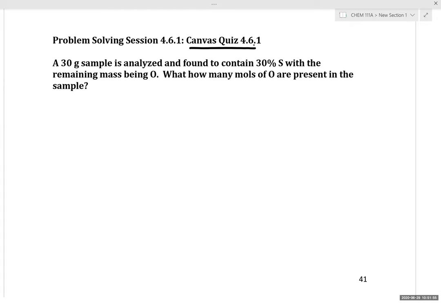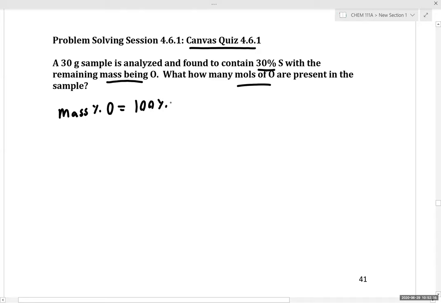Okay, so let's discuss this example. So a 30 gram sample is analyzed and found to contain 30% sulfur by mass, with the remaining mass being oxygen. We're asked to find how many moles of oxygen are present in our sample. So solving for the mass percentage of oxygen, we take 100% minus the mass percentage of sulfur, sorry, not silicon, sulfur, which is 30%. So that gives us a mass percentage of oxygen of 70%.